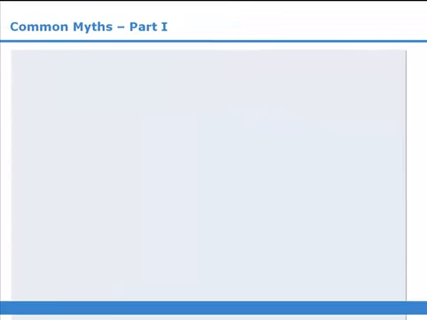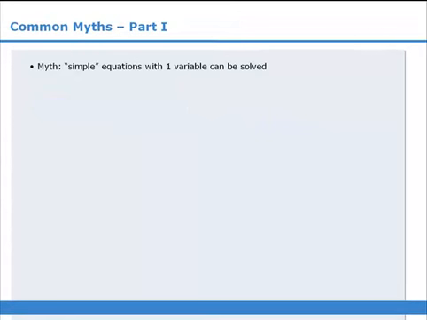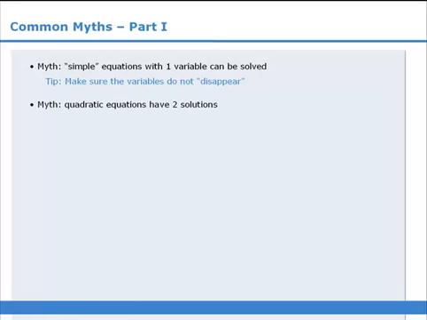So in this lesson, we examine two common myths. The first myth is that simple equations with one variable can be solved for x. This is not necessarily the case. Before you assume that a simple equation can be solved, you must make sure that this is not one of those equations where the variables disappear. The second myth is that all quadratic equations have two different solutions. This is not always true. So you must make sure that the equation doesn't have just one solution.